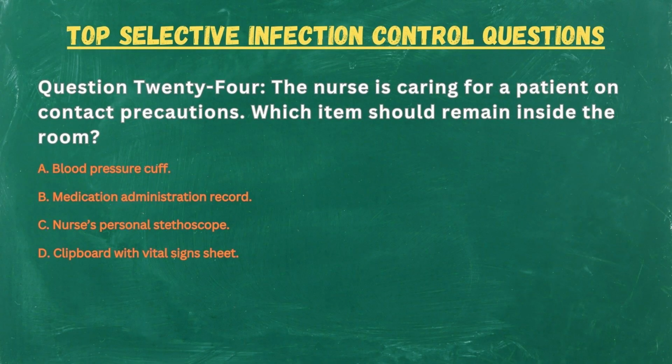Question 24. The nurse is caring for a patient on contact precautions. Which item should remain inside the room? A. Blood pressure cuff. B. Medication administration record. C. Nurse's personal stethoscope. D. Clipboard with vital signs sheet. Answer: A. Blood pressure cuff.